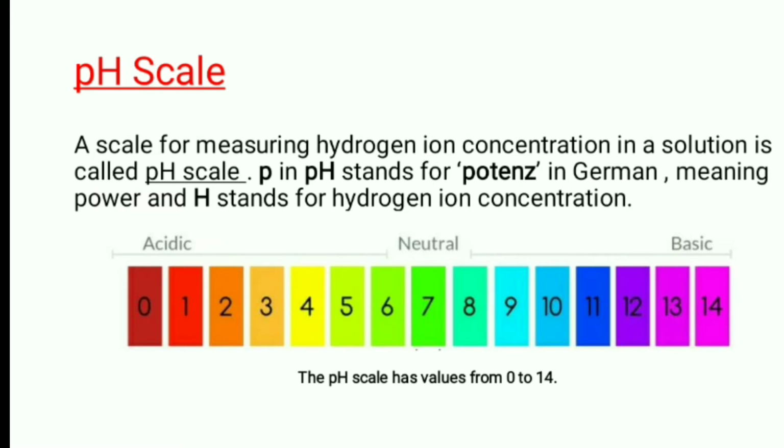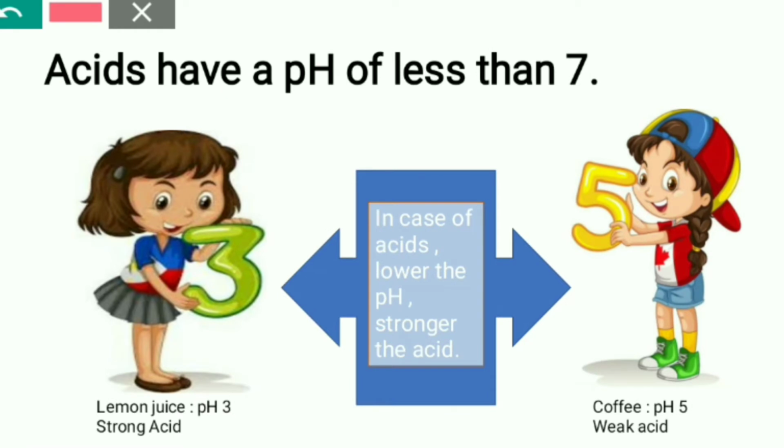So students, if we compare two solutions, one of pH 3 and another of pH 5, which is more acidic in nature or which is more basic in nature? First of all students, acids always have a pH of less than 7.